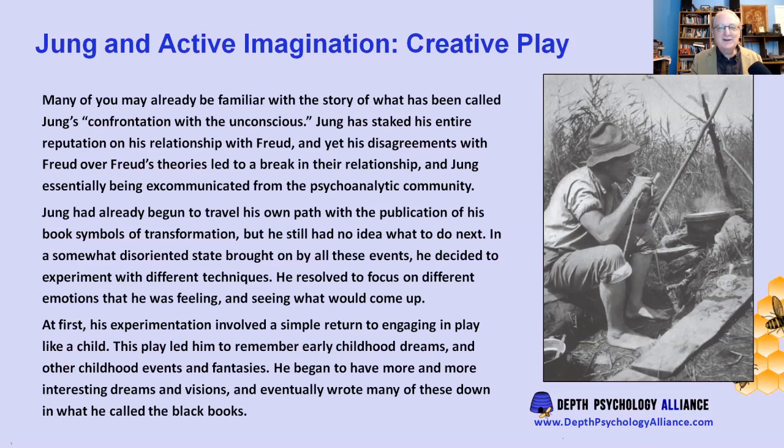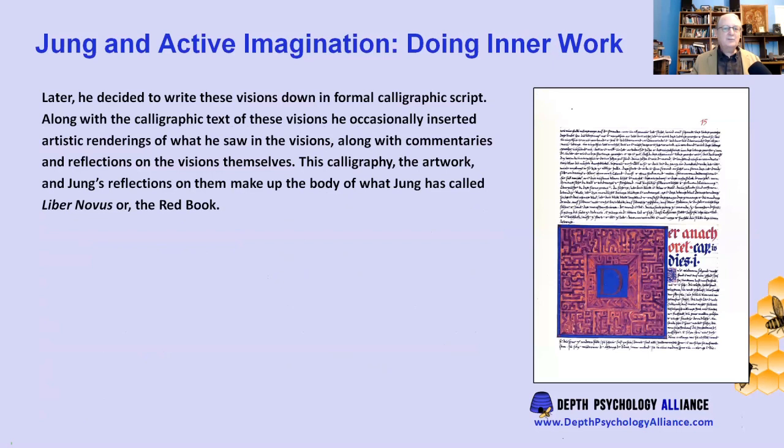But while he was doing this, many childlike fantasies came up. He remembered some early childhood dreams, and little by little, more and more fantasies and visions started to emerge from his play and from the time he was spending doing this, and then later actively calling up these visions and dialoguing with some of the characters that would arise in these visions that came up when he was playing. So eventually he decided to write these visions down in a formal calligraphic script.